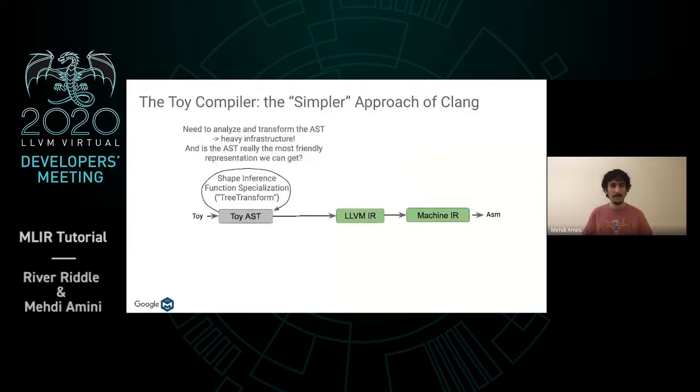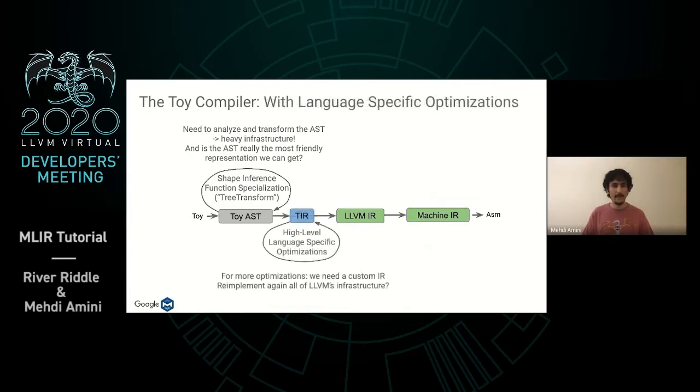So we're not going to model Toy and our compiler on Clang. We're not going to try to make transformations on the AST. It will make the AST much more complex. It would require us to build a new heavy infrastructure to support the transformations and the analysis on the AST. This is not very convenient. We'd rather have an SSA-based IR. And so what we're going to do is to build this IR with MLIR. This IR is going to be specific to Toy.